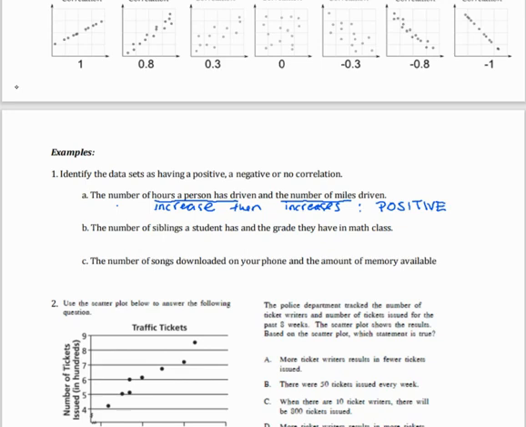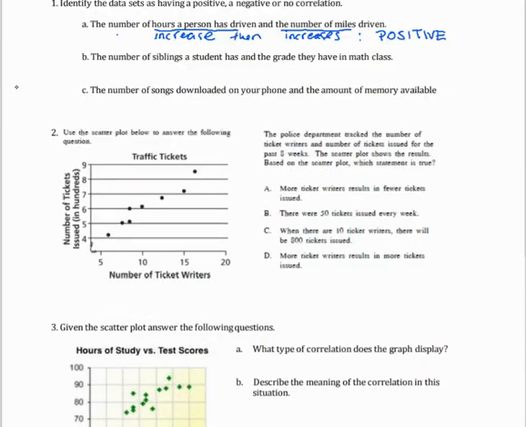Think about what happens. So for example, B, the number of siblings a student has. If we think about that as the increase of siblings, does that mean we increase in our grade? If we increase in siblings, does it decrease in our grade? Or does it matter at all? So think about B and C and try to determine whether it would be positive correlation, negative correlation, or no correlation at all.